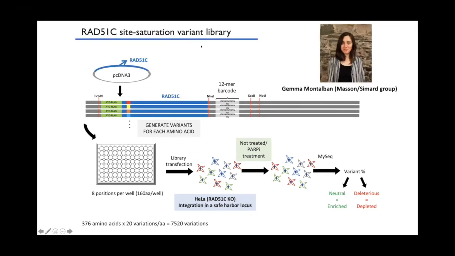I think I have two slides left. Gemma Montalban, who is working in co-direction with Jacques Simard and myself, is doing exactly the same thing for RAD51C. RAD51C is a much smaller protein, so we have 7,500 variations, and it seems that RAD51C is a good ovarian cancer predisposing gene, so I think it will be interesting to see which variants respond to PARP inhibitor treatment.